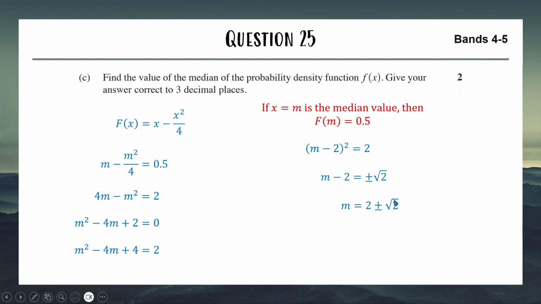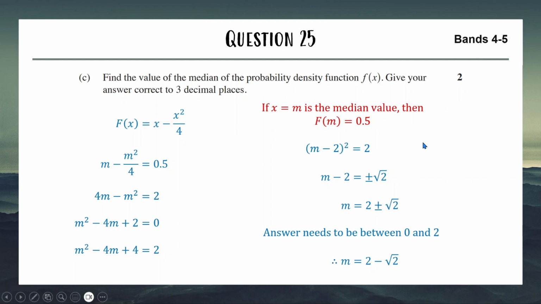Now the issue here is that I have 2 answers. I have 2 plus root 2, and I have 2 minus root 2, and the median is going to be in one spot. So if you think about this, the curve we were originally working with was defined between 0 and h, and we figured out that h was 2. So we're only really looking at x values that are between 0 and 2. So we should see which of these 2 answers is between 0 and 2. Now 2 plus root 2 is going to be bigger than 2. So the answer that we want is 2 minus root 2, because we need to be between 0 and 2. So 2 minus root 2 is our correct answer for m, and that is our median in this probability density function.